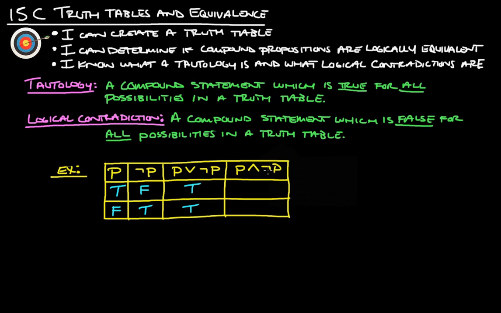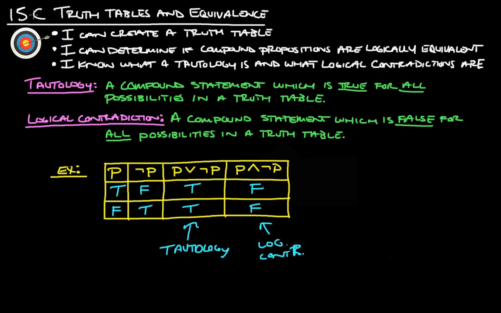And then we have P and not P being true. So these both have to be true, and they are not, so that would be false. And then these both have to be true, which they're not, so this is false. So this one here, since they are both true, is considered a tautology. And this one here, since they are both false, is a logical contradiction.